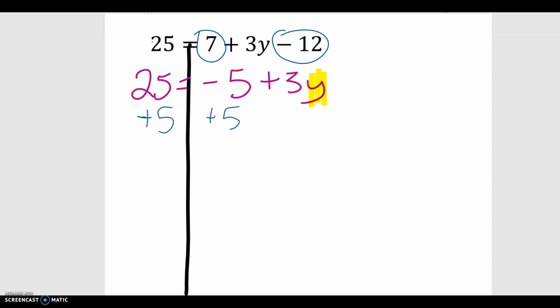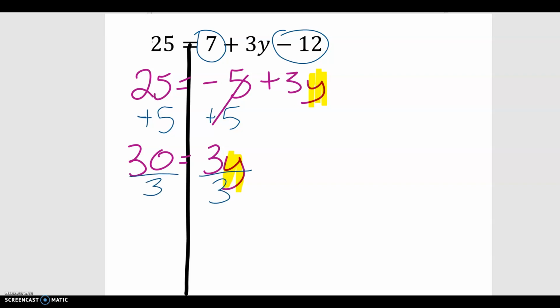On the left, I have 25 plus 5, which is 30. On the right, negative 5 plus 5, that's gone. That's 0. So we don't have to worry about that. We're just left with our positive 3y. We're still trying to get this y all by itself. So now our next step is to get rid of this 3 that's attached to the y. Since this is multiplication right now, 3 times y, I'm going to divide by 3.